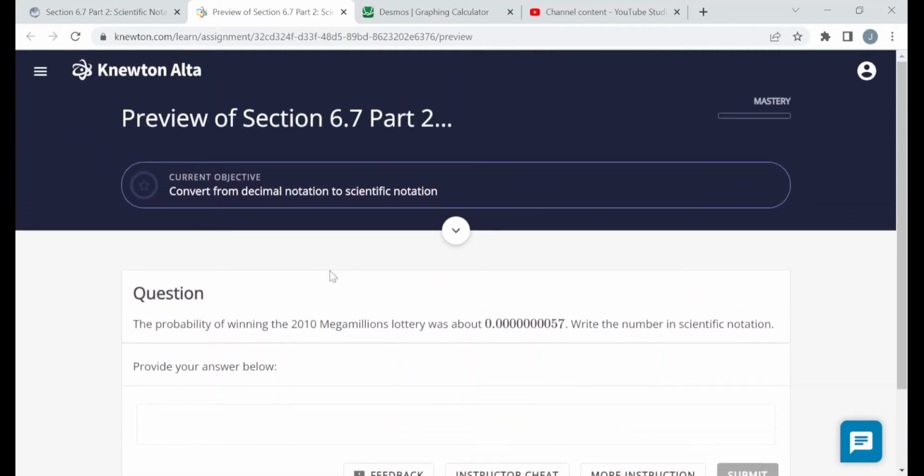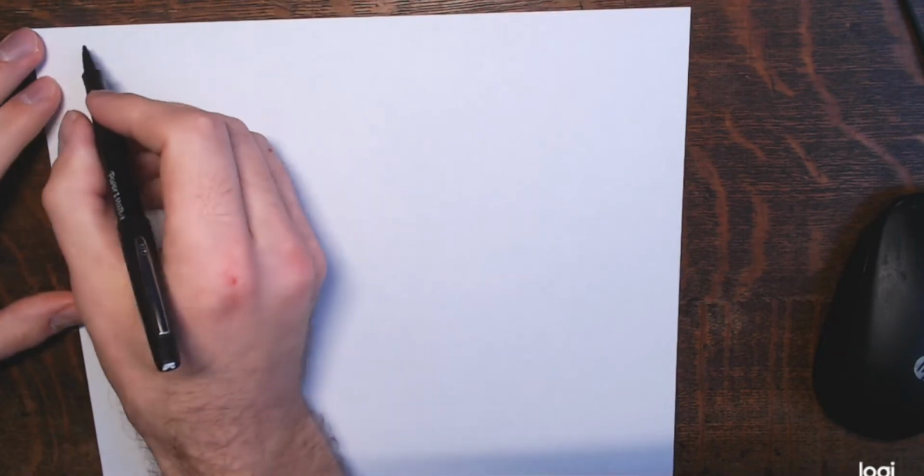Okay, so the first objective I'm looking at here is convert from decimal notation, which is the way numbers are usually, you're used to seeing them, decimal, base 10, to this thing called scientific notation. I'll talk about that real quick before I get to this example. So what does it mean? What is scientific notation?